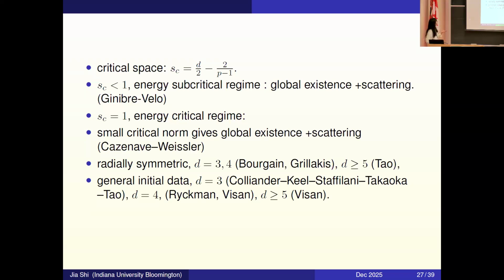The result was first done for small critical norm, and then proved with the radially symmetric assumption, and eventually generalized to all general initial data without radiality. As you can see, this only holds for dimension greater than or equal to 3, because if you plug in here, dimension less than or equal to 2 is always in the energy subcritical regime. So you don't need to work on that when you are in the critical regime.